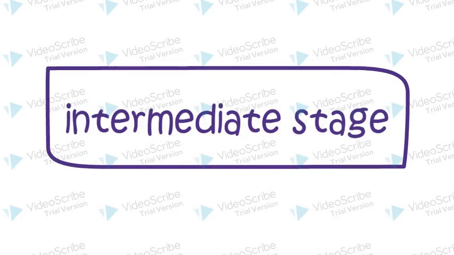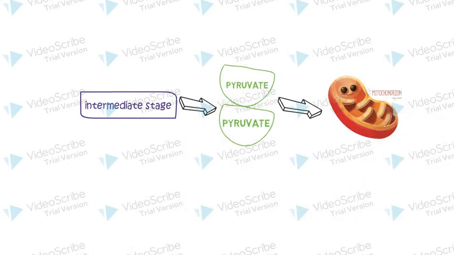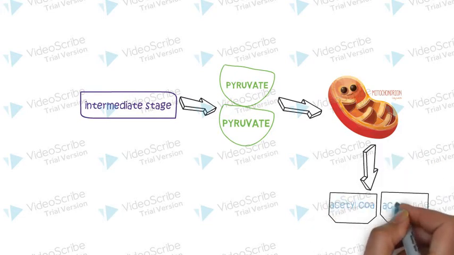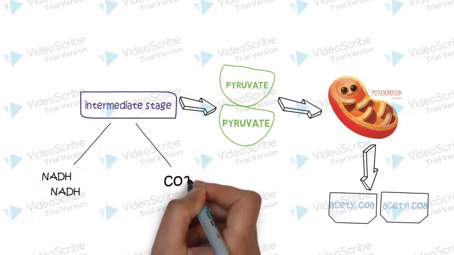Now in the intermediate stage, with oxygen available, the pyruvate will enter the mitochondria, which is an organelle in a cell. Here pyruvate is converted into acetyl-CoA. 2 molecules of NADH are produced, and a carbon dioxide (CO2) molecule is released.